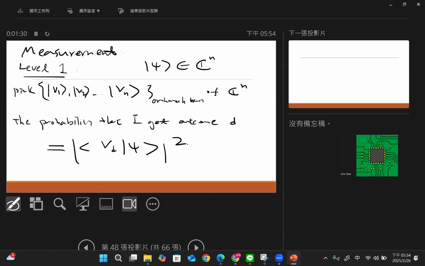By definition. This is the same as your quantum mechanics, but we use a mathematical axiom to pack it. So level one says that whichever n-dimensional orthonormal basis you choose to measure the state, the probability that you get the outcome d is you take the vector vd, do the inner product with the state psi, and then take the absolute value squared. So this is the probability.